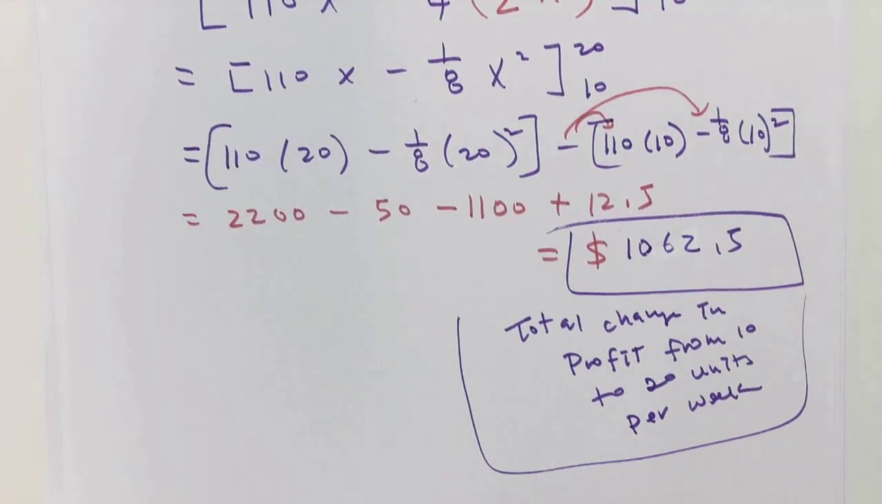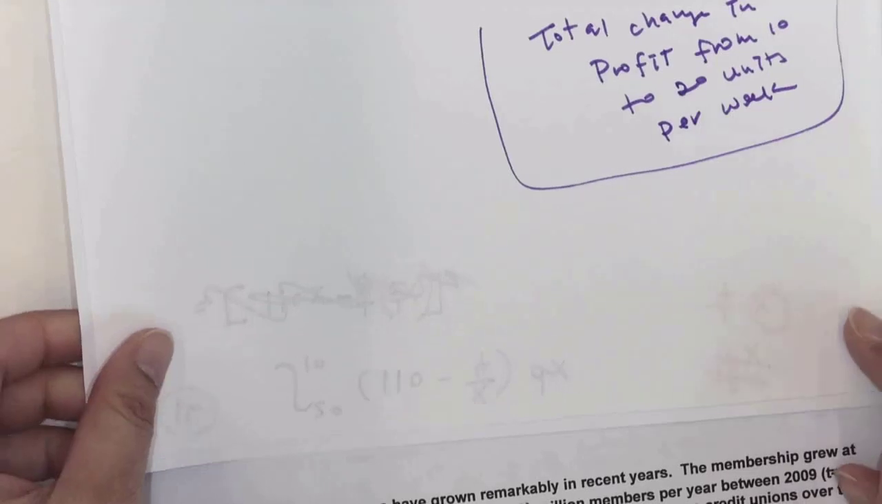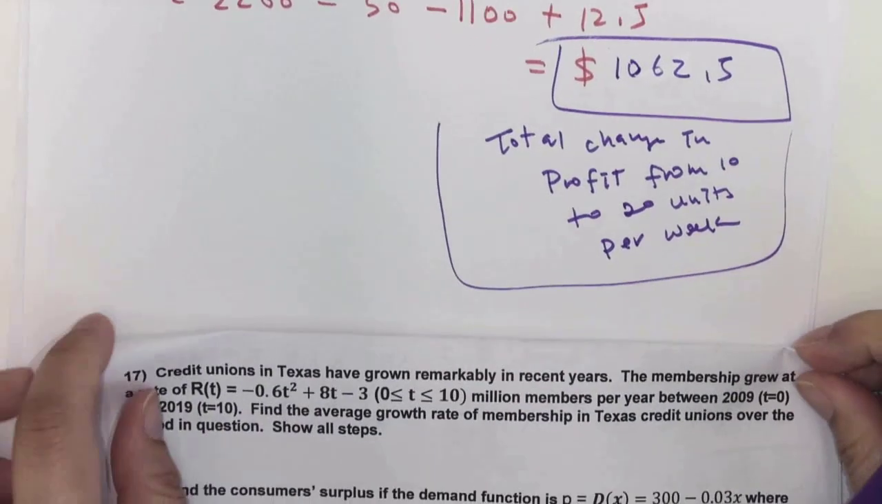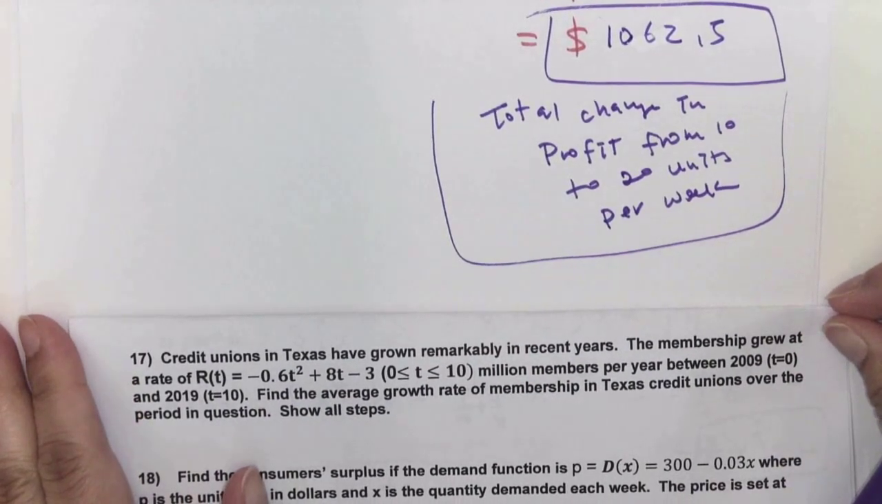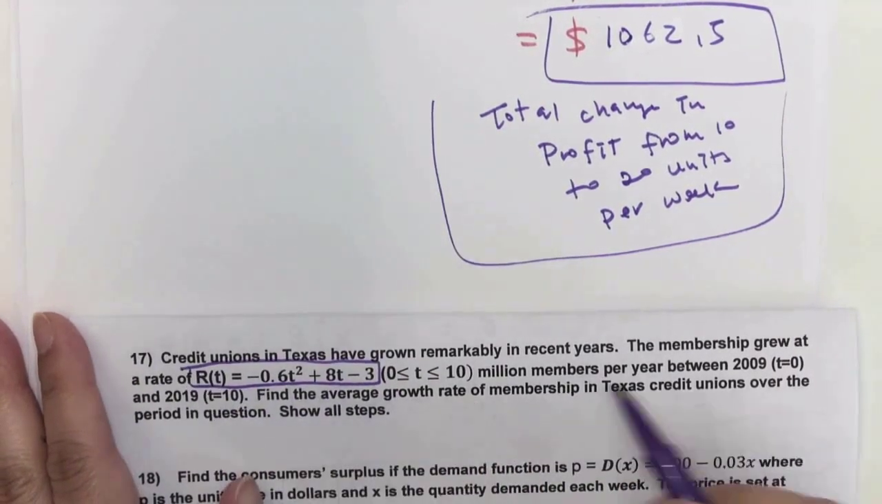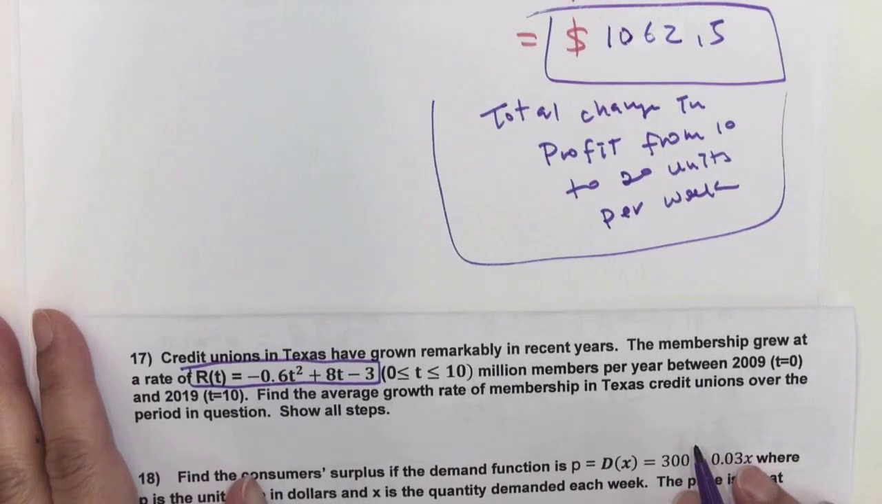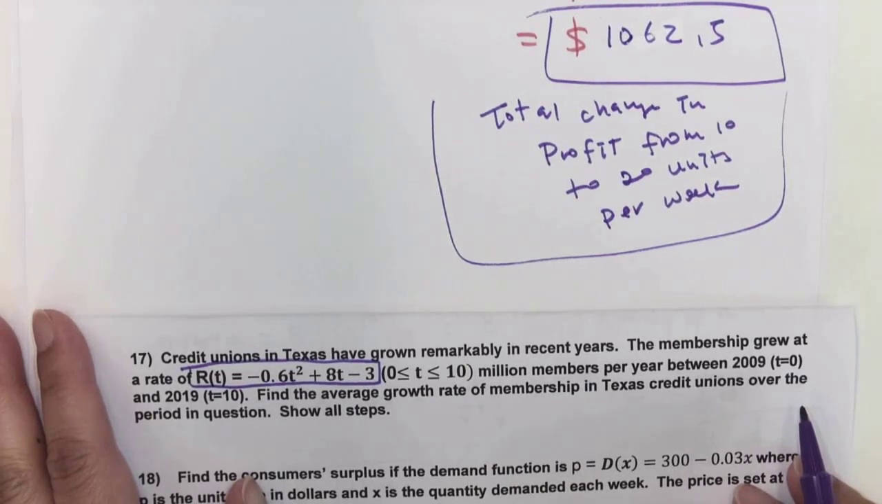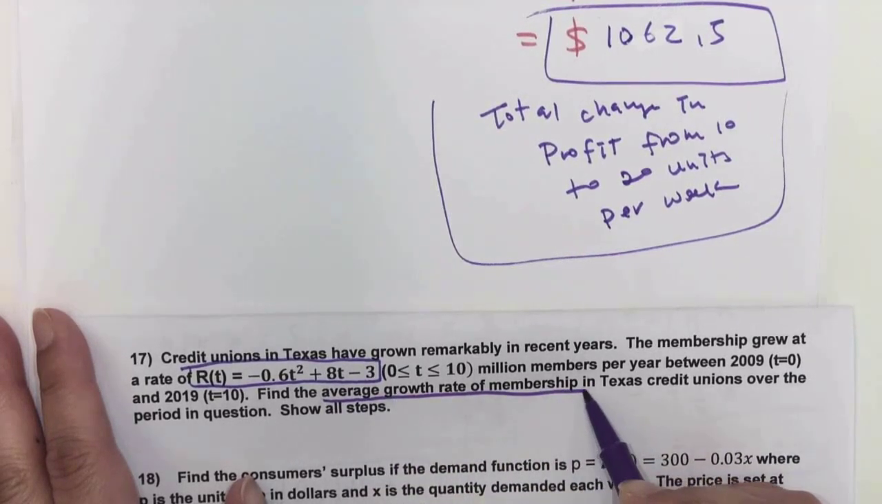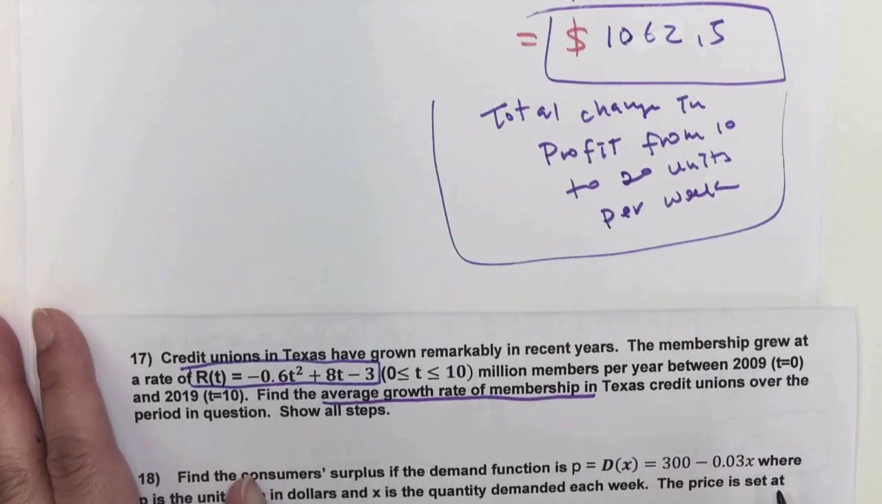This is a very specific topic we talked about last class. For number 17, what formula do I need to use for the average one? Number 17 says the credit unions in Texas have grown remarkably in recent years. The membership grows at a rate of this. This is the function they give you, between 0 and 10 million members per year, between the year 2009, considered as year 0, and 2019, considered as year 10. Find the average growth rate of the membership in Texas credit unions over the period in question.